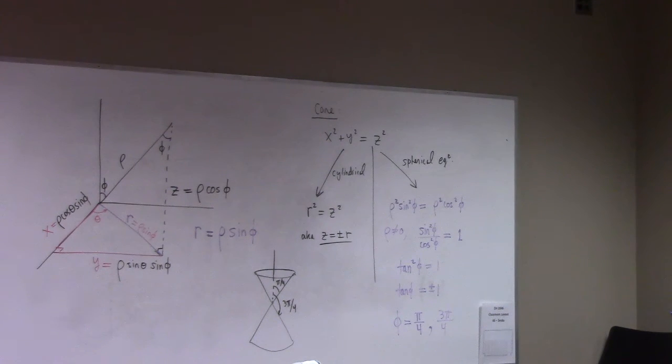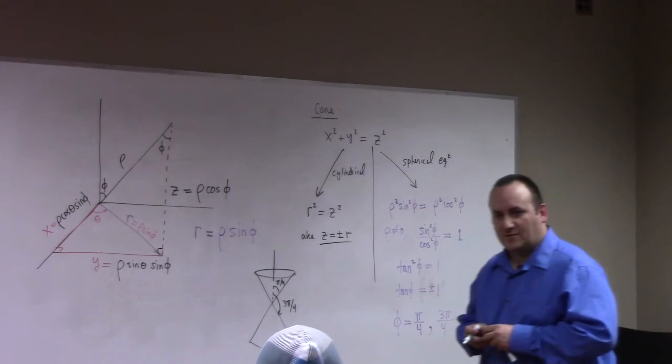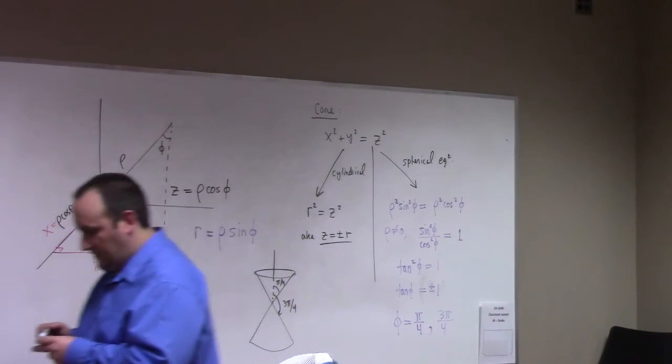In my notes, I do horrible things like take the Cartesian equation of a plane and convert it to spherical coordinates just to show you, don't do it. It's horrible, right? Planes are best described by Cartesian coordinates.